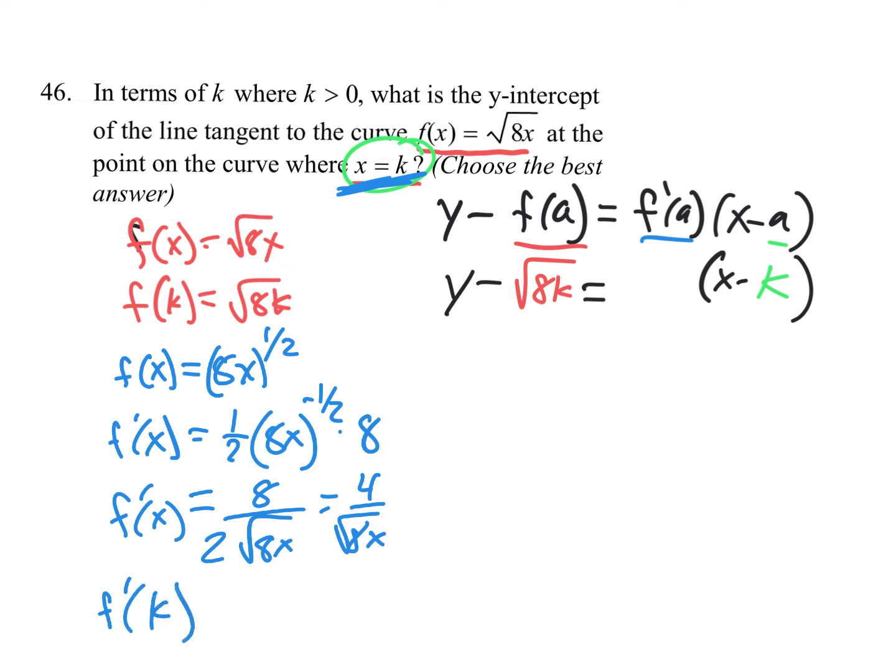Essentially, what I could have done is on all of these I could have just put a k here, because they're just saying instead of plugging in a number, you're plugging in a k. So I would think of this as 4 over the square root of 8k.